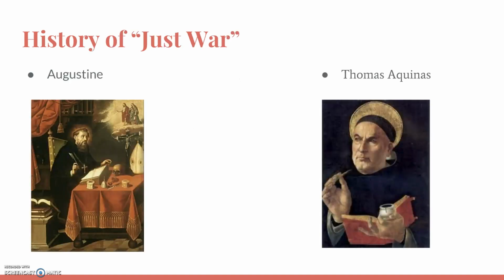So, the history. Augustine is credited with creating the first real appearance of just war in a writing of morality and ethics of war. He was attempting to Christianize the idea of war. And then later in the 13th century, Thomas Aquinas expanded on Augustine's idea and created the first real theory of just war and wrote the qualifications that we still use today.